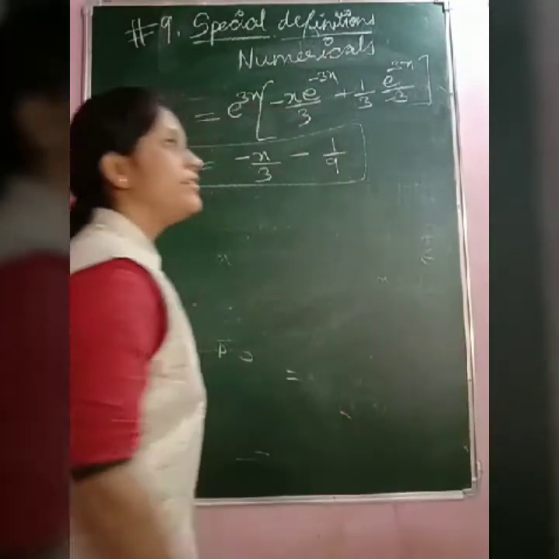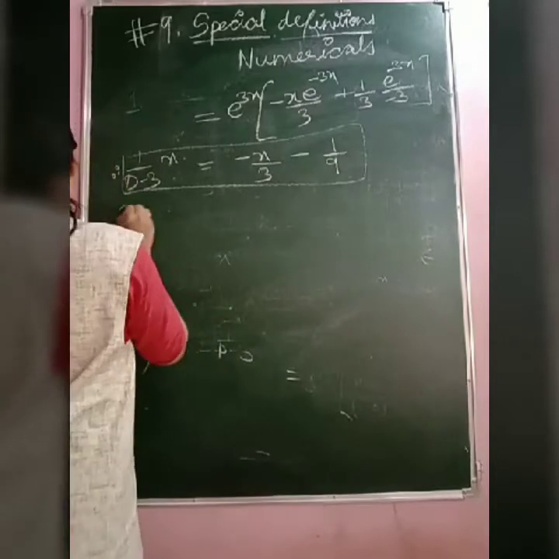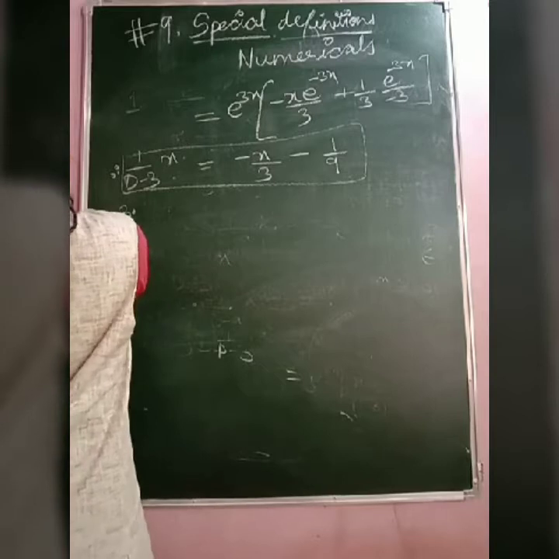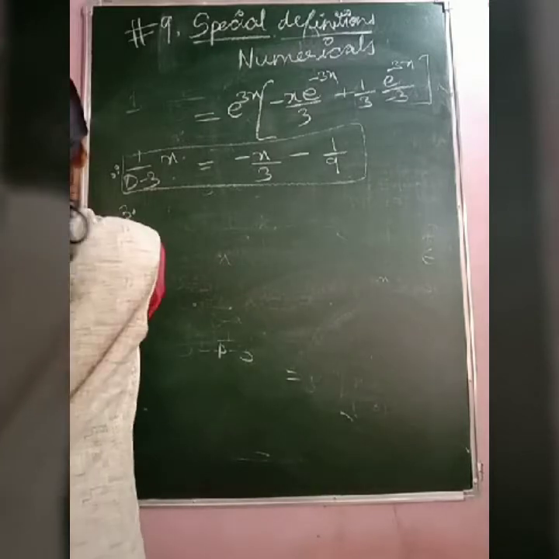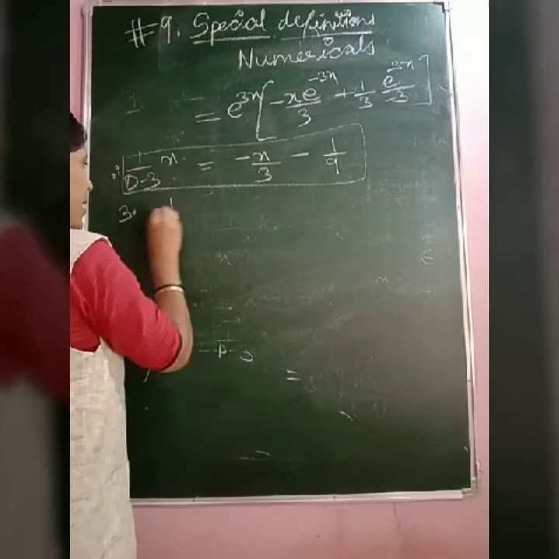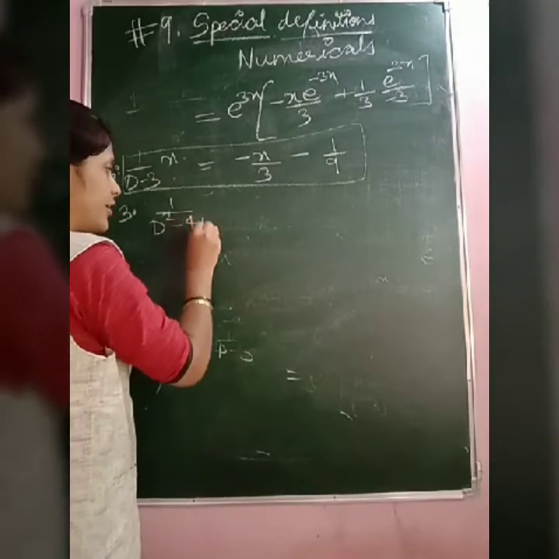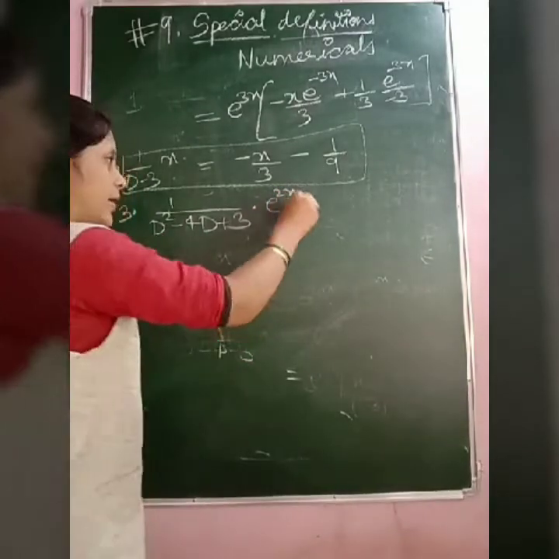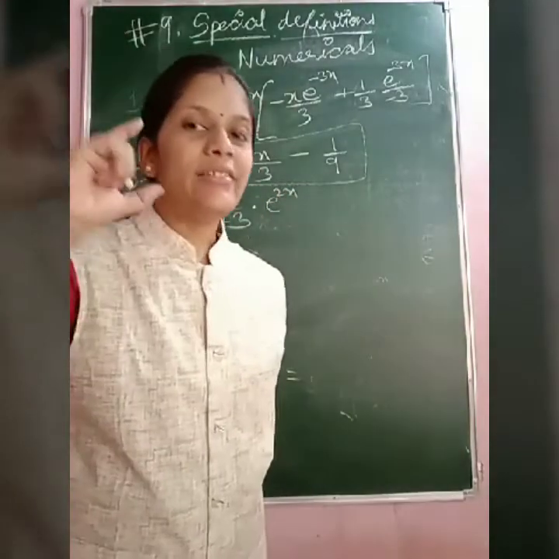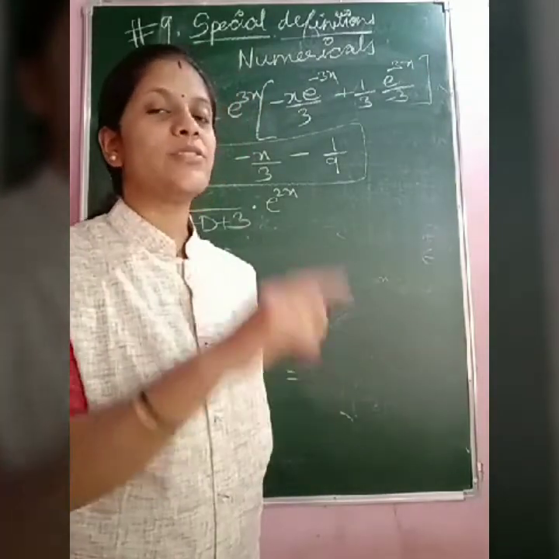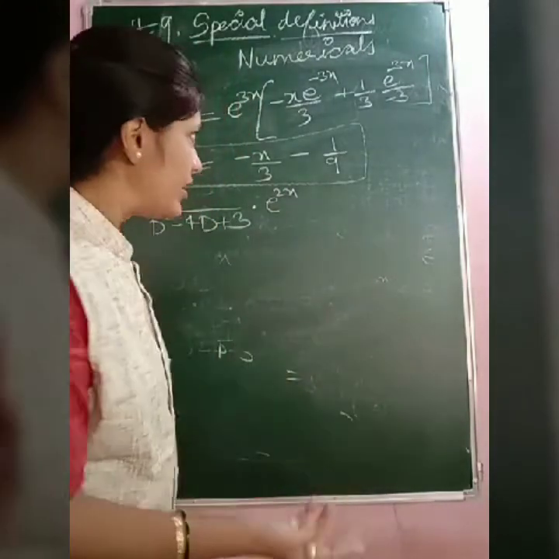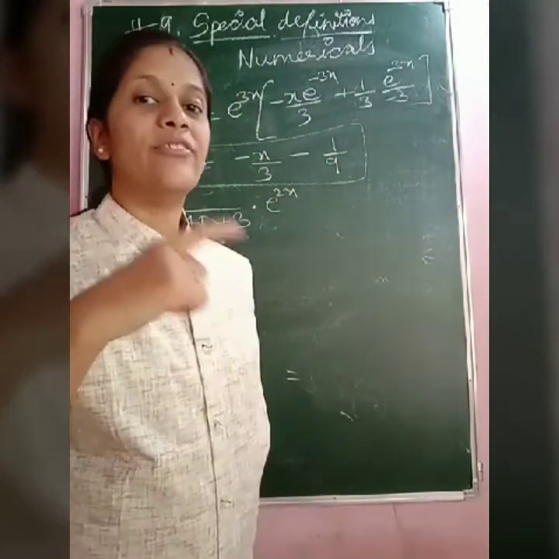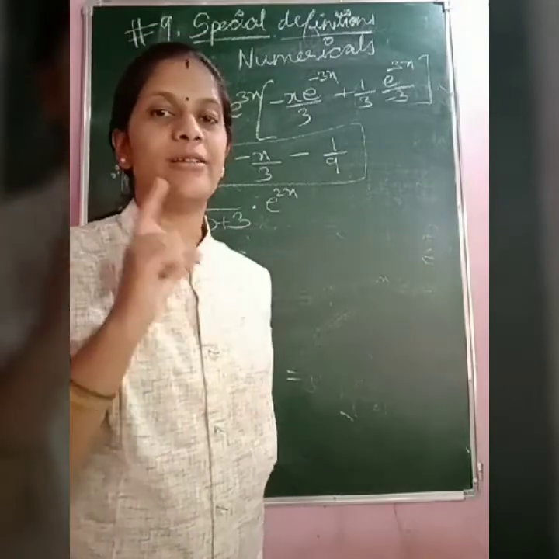So now let us solve the next example. The question number 3 is given as, solve 1 by D square minus 4D plus 3 of e raised to 2x. So this is a very interesting question. This can be solved in two different methods. One is using the formula method, that is chain rule, and the other is using partial fractions.